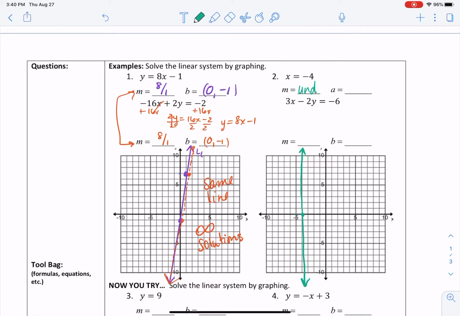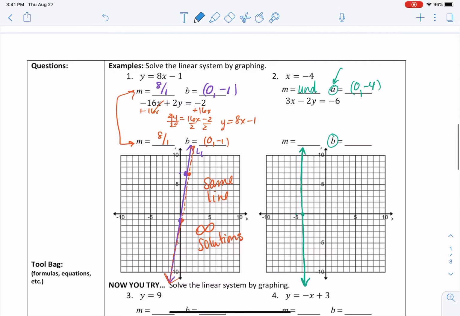And it intersects the x-axis, which is what this means, at 0, -4. Notice that this is an A, not a B. The second equation needs us to rearrange it. So we're going to subtract 3x from both sides. Divide by -2. And I get y equals 3/2x plus 3, where my slope is 3/2 and my intercept is 0, 3.